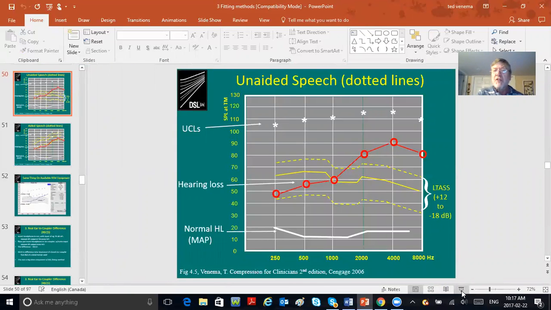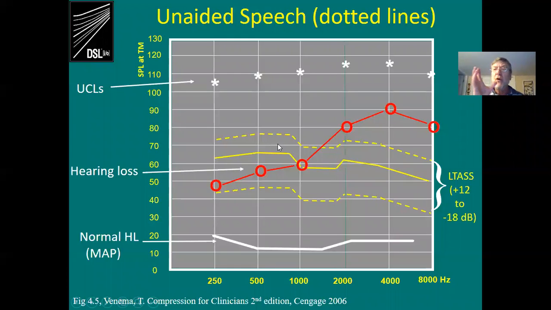Here's what your person could hear before we put the hearing aids on. Look at this. Here's the hearing loss. Here's normal hearing on the bottom. Here's your hearing loss. And here's speech, LTAS. This is what you could hear without the hearing aid. What did you hear? Just the lows. Didn't hear much of the highs at all.